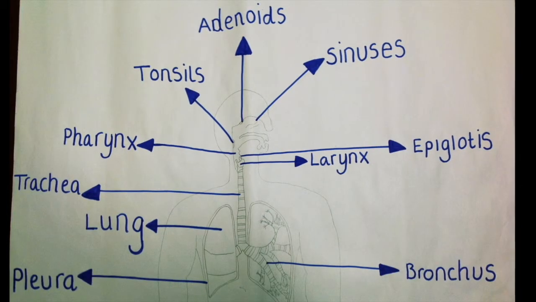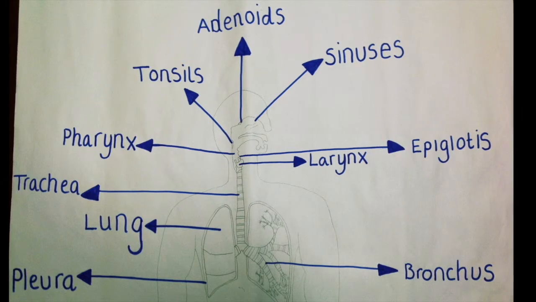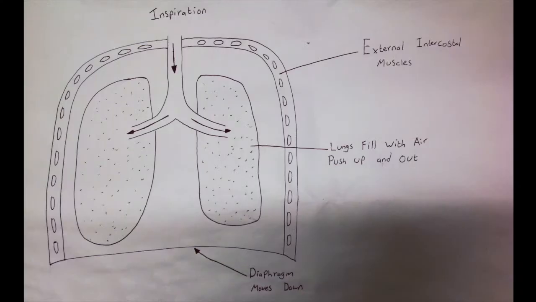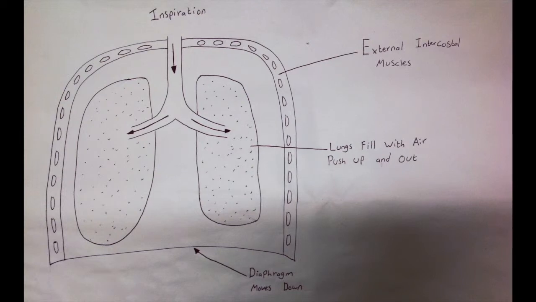Pleura, two layers of wall separated by pleural fluid. Inspiration: the diaphragm contracts and flattens out, and the external intercostal muscles contract, which elevates the ribcage and thrusts the sternum forward.